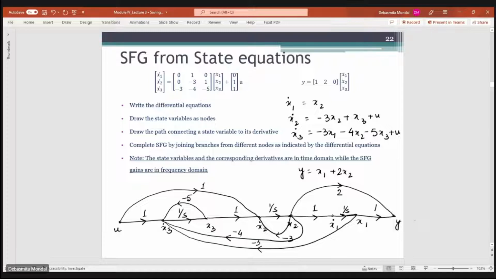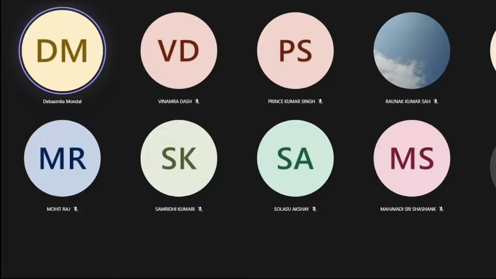Is the concept of how to write the state equations clear to you, or do you have any doubts? Any doubts till now? Okay, since no one is responding, I'm guessing that you have understood everything.